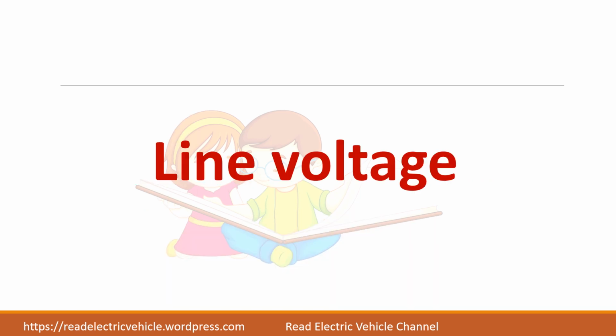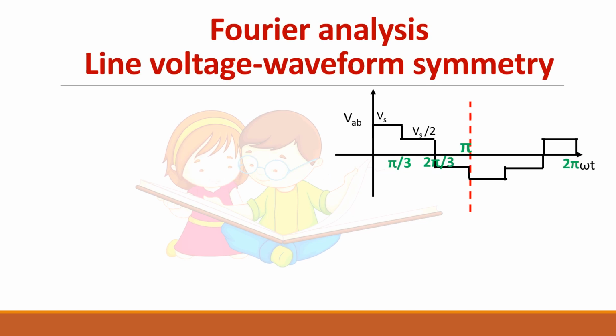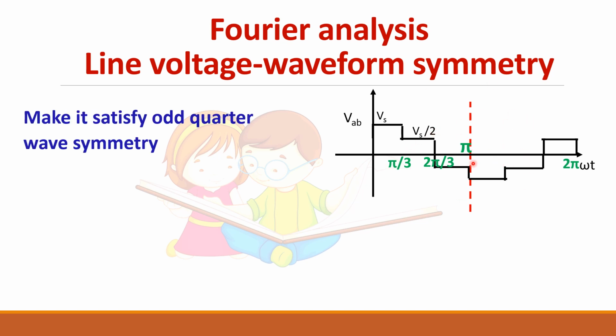Now let us do the analysis for line voltage. Let us do the Fourier analysis first. So this is the line voltage waveform VAB. We can see that there is no symmetry in this waveform, so we have to make it symmetrical so that we can eliminate some of the Fourier coefficients.